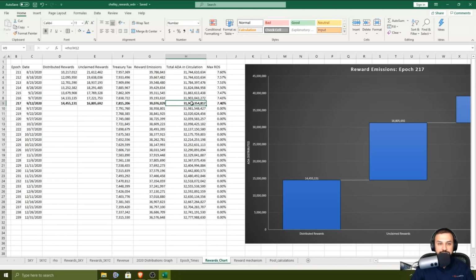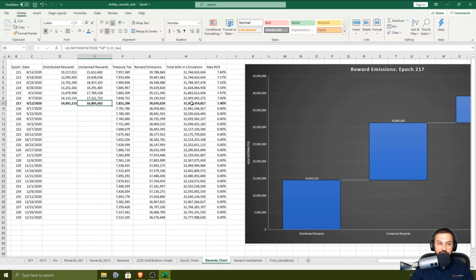Now that we have established how the rewards are calculated, let's take a look at how they are distributed. So we are in epoch 217. I expect the reward emissions to equal 39 million. From these 39 million, we need to take out 20% of it, which is 7.8, and that goes to the treasury. The remaining amount, which is around 31.2, is something that's available for stakeholders.